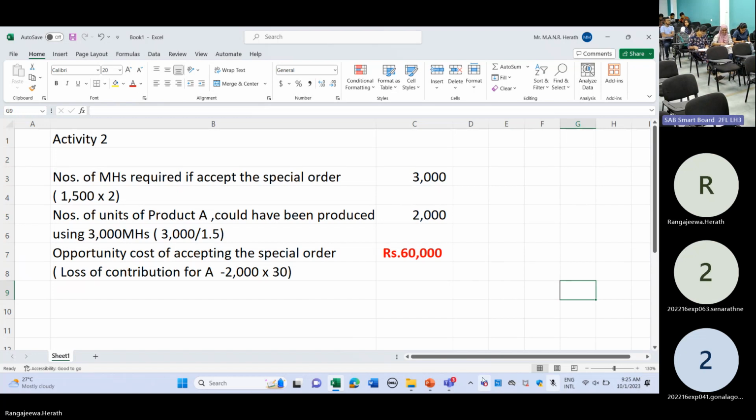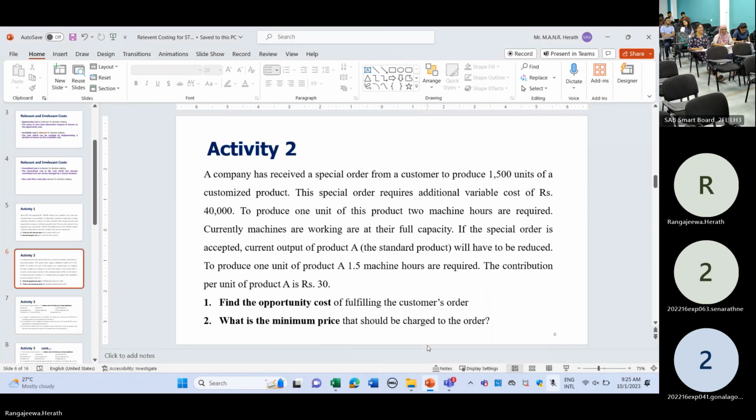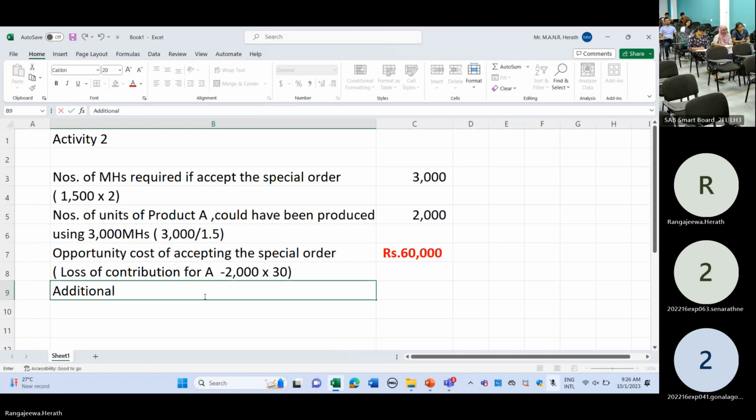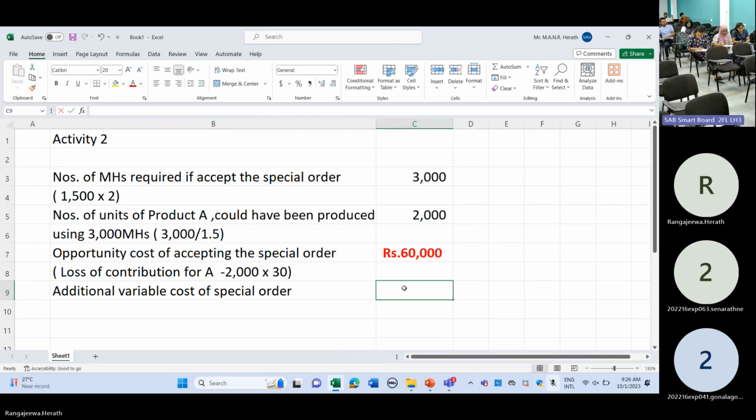Right. Then we have the second part. What is the minimum price we should charge? The minimum price should cover the full cost. So opportunity cost 60,000, then the additional variable cost of the special order, 40,000 rupees.